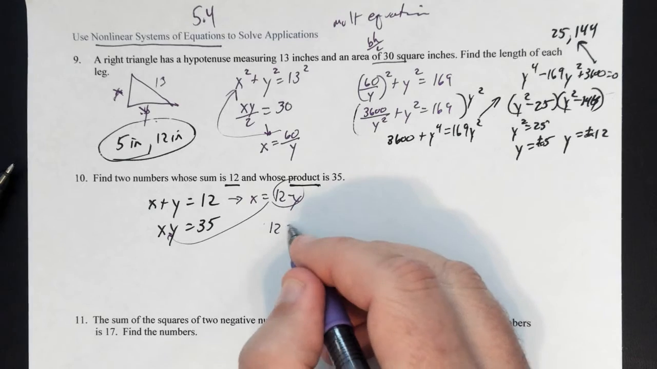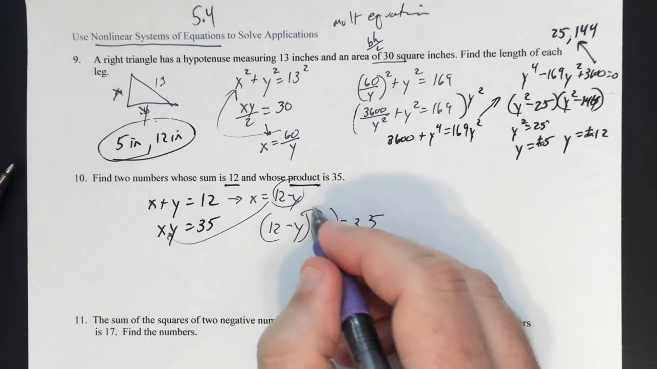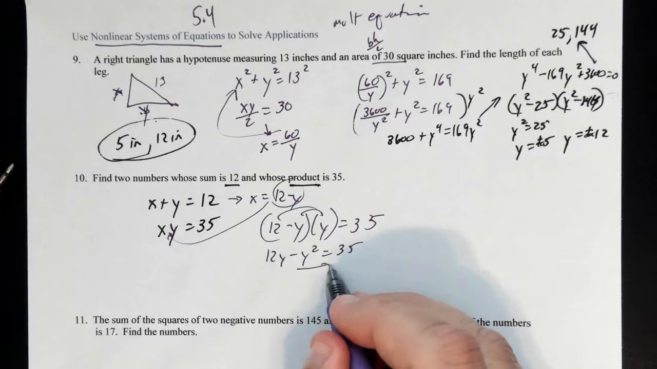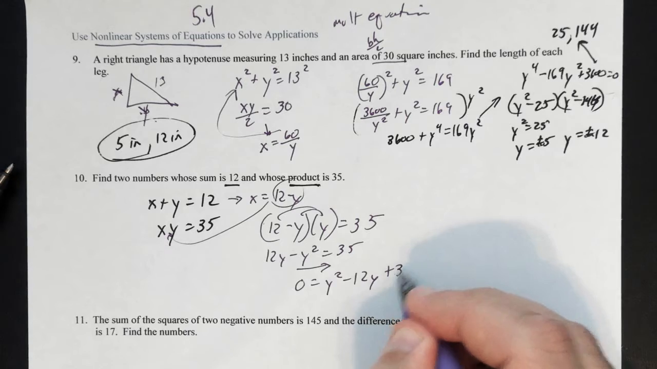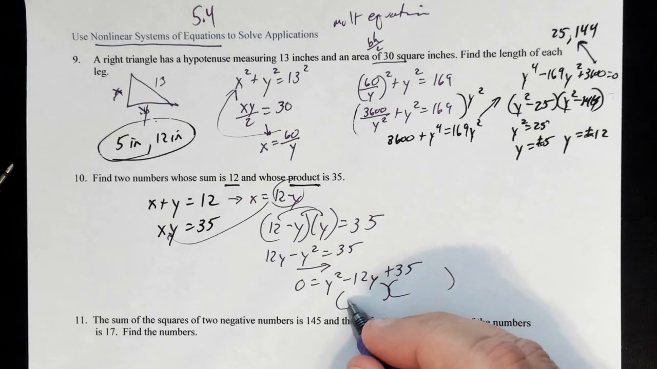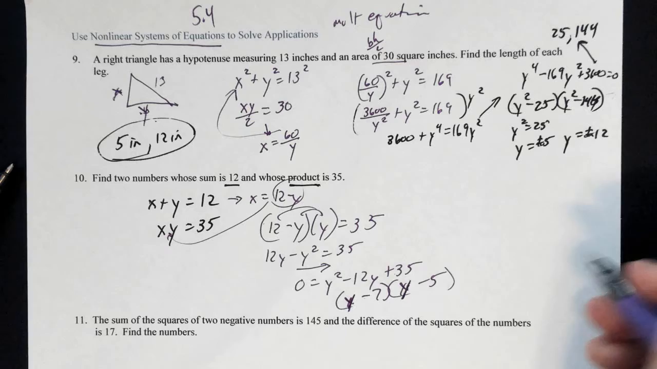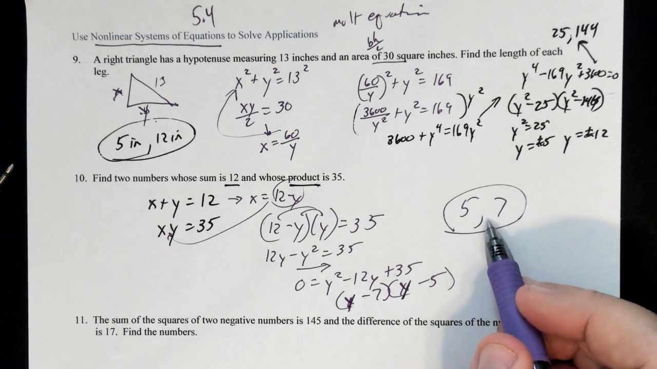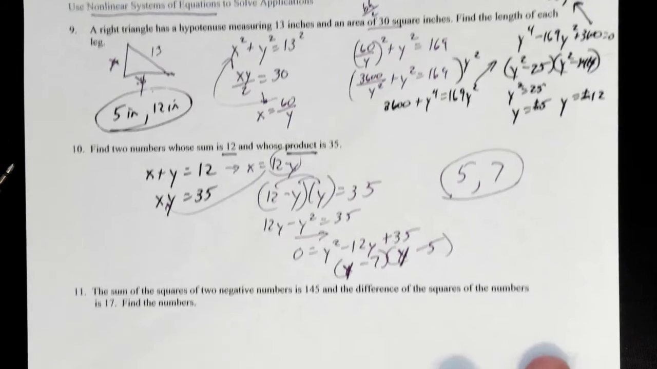I'm going to get 12 minus y times y is equal to 35. And I'm going to distribute: 12y minus y squared. Get everything to the other side: y squared minus 12y plus 35. And guess what? It factors: y minus 7, y minus 5. So my two answers are 5 and 7, which both add up to 12 and multiply to 35. Alright, so far so good.